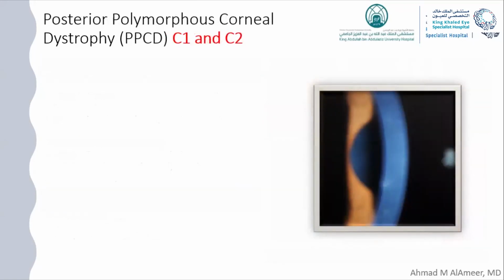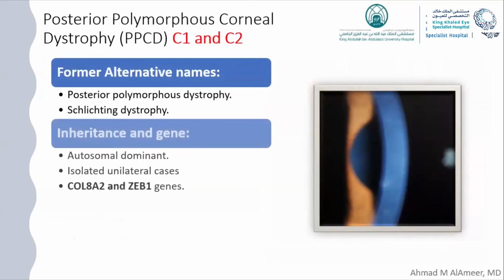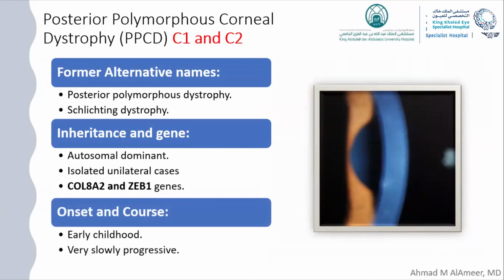Posterior polymorphous corneal dystrophy. It's autosomal dominant, and if the patient presents with a unilateral disease, it's isolated and not associated with any gene. The genes involved are the collagen type 8 alpha-2 gene and the zinc finger E-box binding homeobox gene. I know it's a lot of genes, and I can send you a handout summarizing the corneal dystrophies later on.